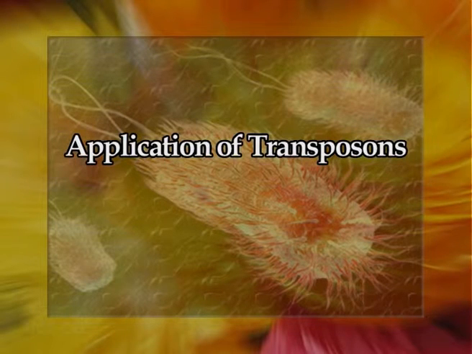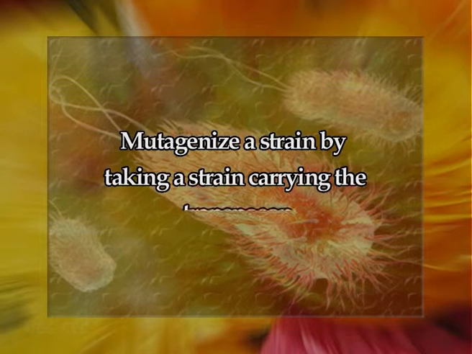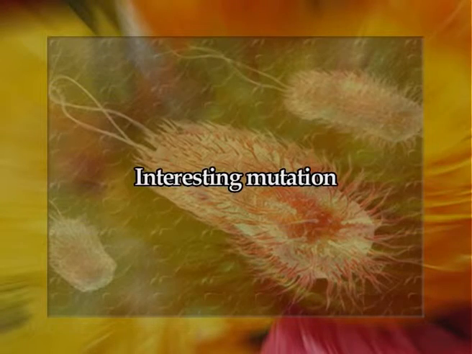Application of transposons. Number 1, mutagenesis. Since it is clear that transposons transpose to new sites at certain frequencies, one might expect that you mutagenize a strain by taking a strain carrying the transposon in a site considered uninteresting in terms of the system being studied, and looking for cases where the transposon has moved and generated an interesting mutation.